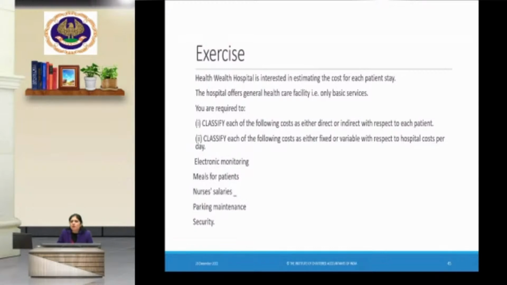Remember, direct costs are always variable, right? Meals per patient is a direct cost, a variable cost. Nurses' salary has nothing to do with how many patients the hospital has, so it is a fixed cost or indirect cost. Parking maintenance has nothing to do with how many patients are admitted or how many patients there are on a particular day, so again it's an indirect cost. Security again has nothing to do with the number of patients, so it is an indirect cost. So electronic monitoring and meals have to be per patient, and the rest of the three are indirect. Just a quick exercise I have included.